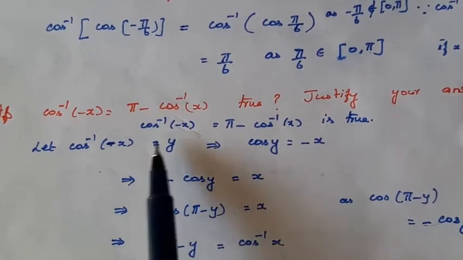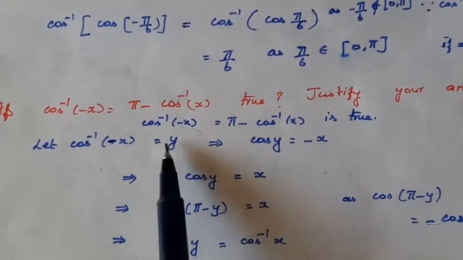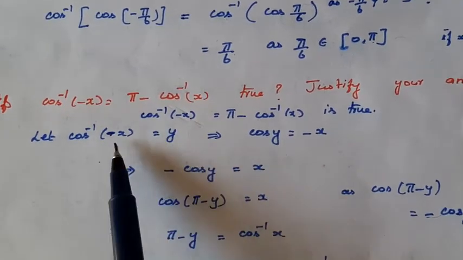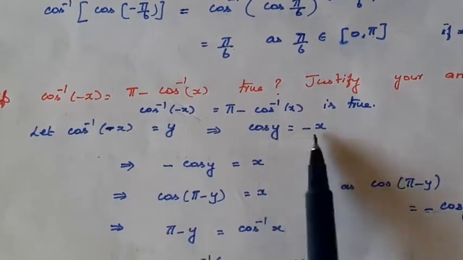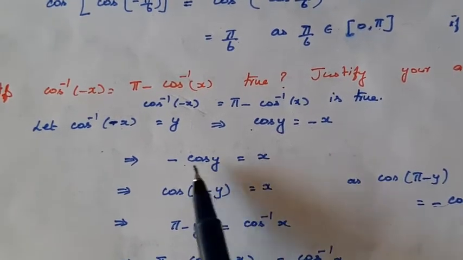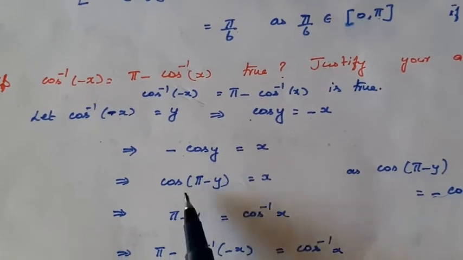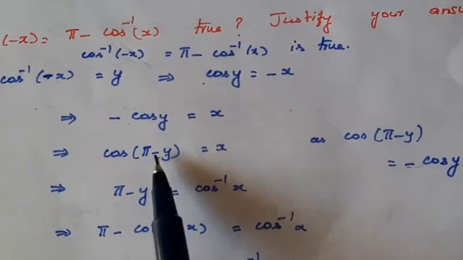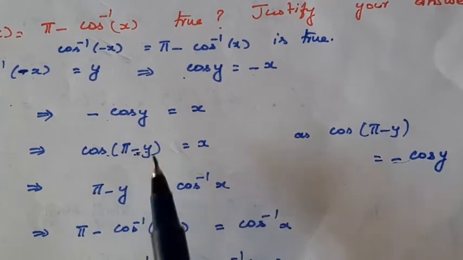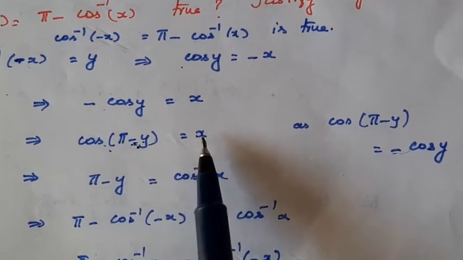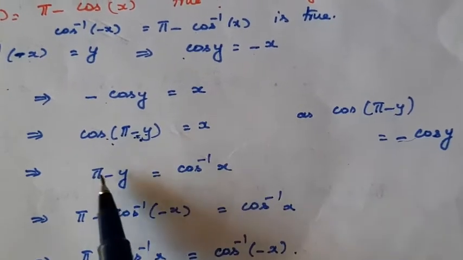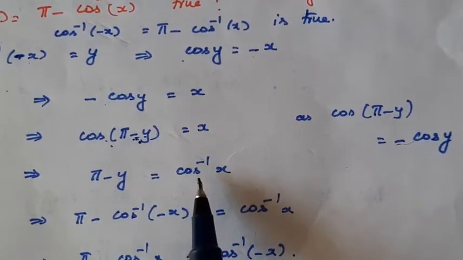Let us take cos inverse of minus x is equal to y. By definition, minus x is equal to cos y. Moving this minus to this side, minus cos y is equal to x. Now I am going to replace minus cos y with cos of pi minus y because they are equal. So cos of pi minus y is equal to x. Now again applying the formula, pi minus y is equal to cos inverse of x.